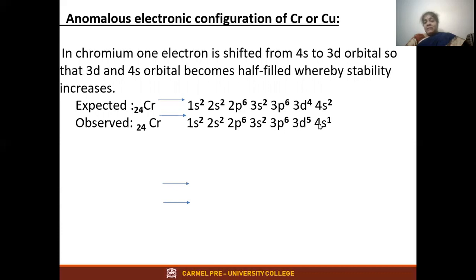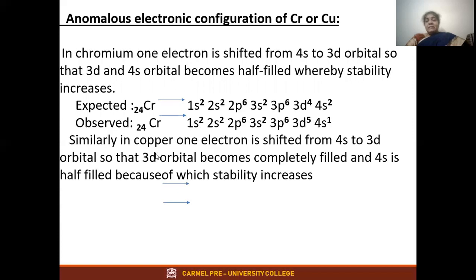So both the orbitals here become half filled. So half filled will be stable. In the other case, 4s is filled completely, but D is partially filled. In this case, the entire configuration is either fully filled or half filled. Therefore, which is the better configuration for chromium? This one. The second configuration is better than the first one.